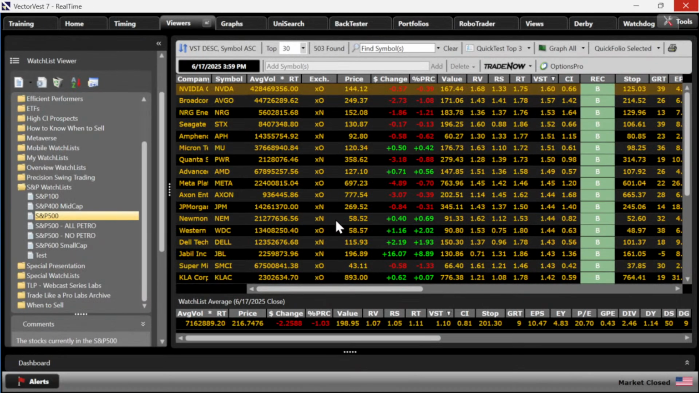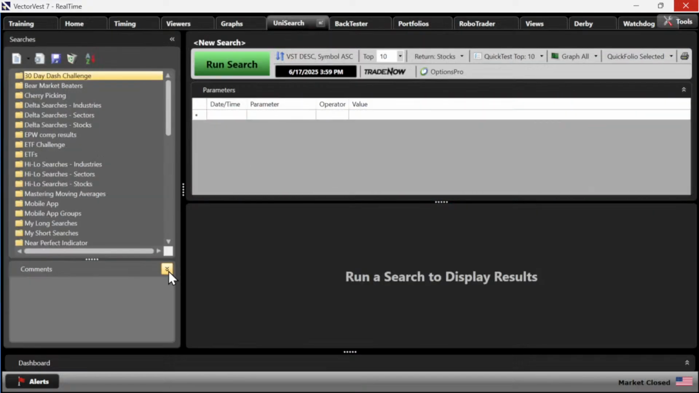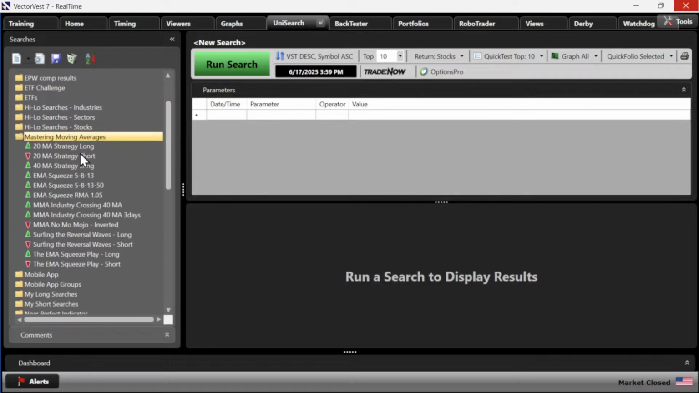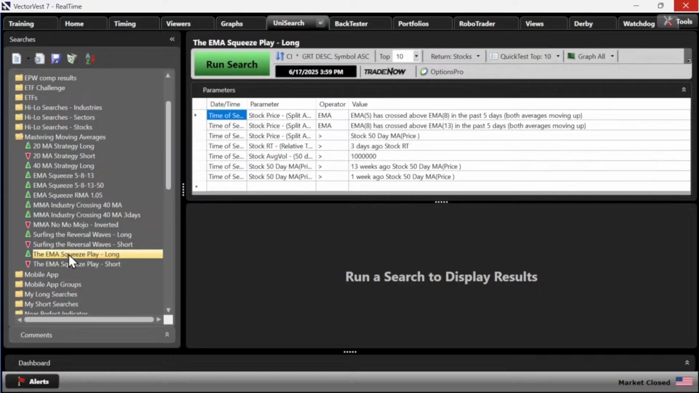Okay. My preferred method is to use Unisearch. Now, this folder here is not a folder that anybody has. These searches are only available to those who take the Mastering Moving Averages course. All of these searches will be provided to you. Not that we don't insert into your programs, but Stan Heller was nice enough to create slides or images and videos on how to create these, and we'll go over these as well in our mastery sessions when we begin on July 2nd.